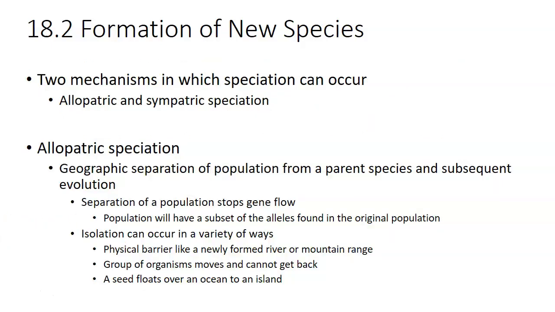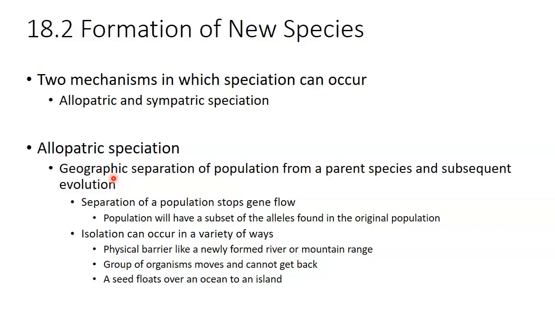We're going to get into the mechanisms for speciation. How is it that new species arise from pre-existing species? And there are two main mechanisms that we'll talk about. They are called allopatric speciation and sympatric speciation. So we're going to do allopatric speciation first. And this is kind of the easier type of speciation to understand. It just makes more sense than sympatric speciation, although both do happen.